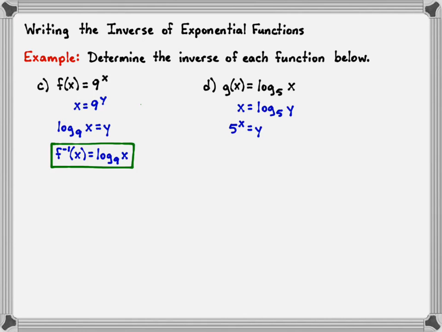So now I have y by itself. Well, what was y? y was the inverse of g. So we'd say g inverse of x is 5 to the x. And that is our inverse function.